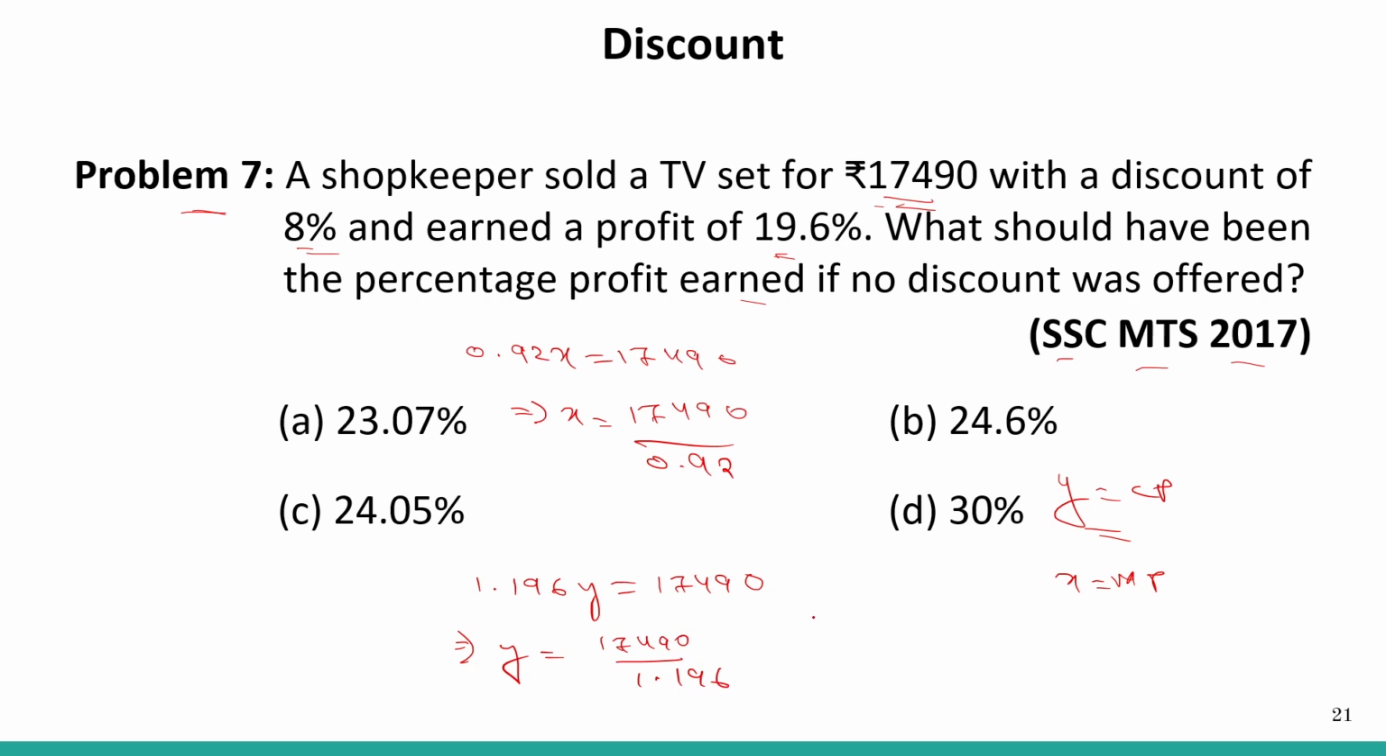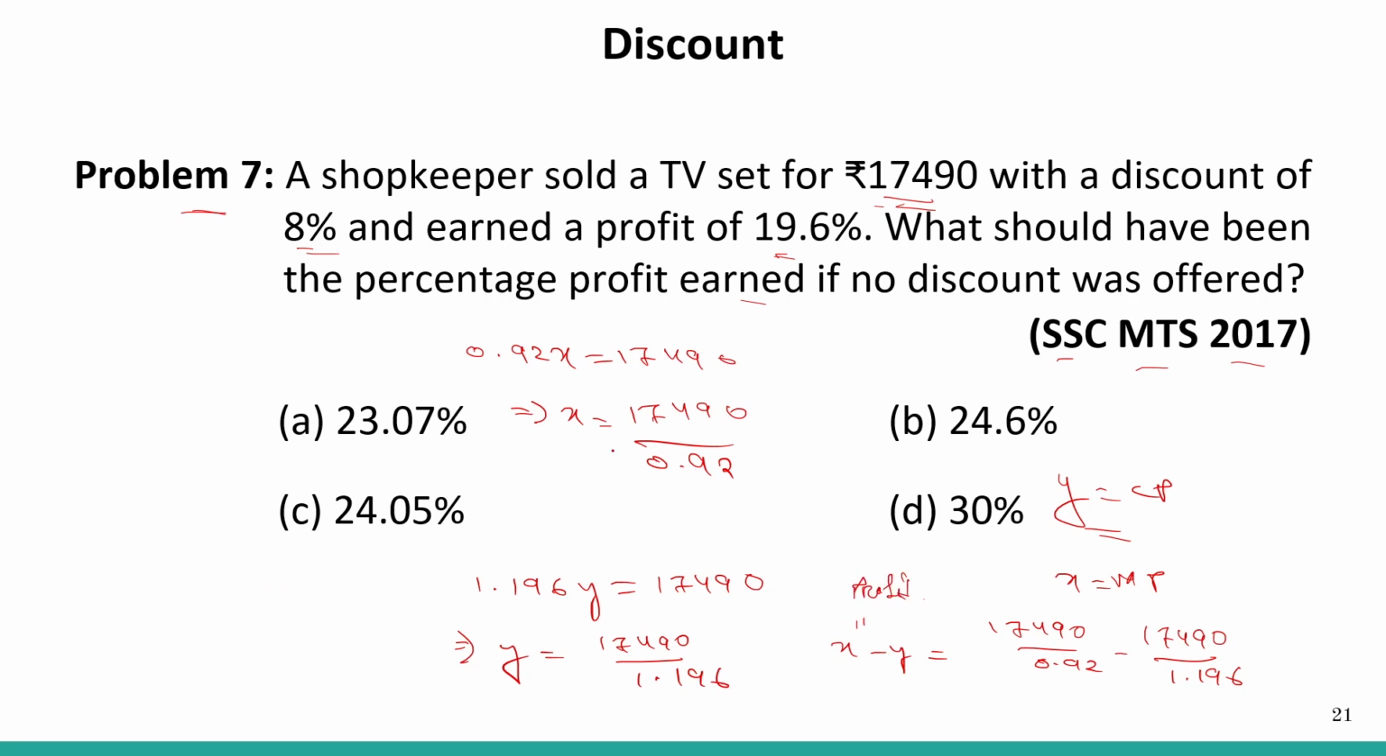Okay, so what we want to calculate is the percentage profit. Before calculating the percentage profit, we want to calculate the profit earned. So the profit earned will be what? Mark price minus cost price. So it will be x minus y. So this is equal to 17490 by 0.92 minus 17490 by 1.196. Okay, this much amount. So this is equal to the profit.